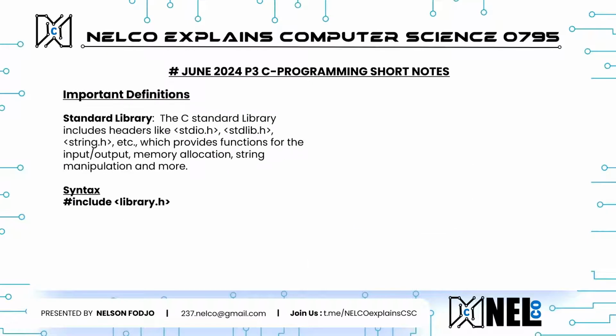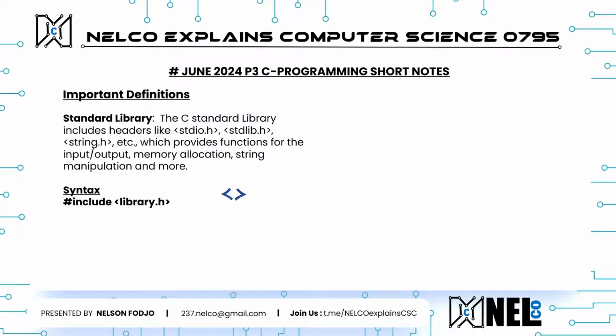We are going to move on with other definitions like standard library. The C standard library includes headers like stdio.h, stdlib.h, string.h, etc., which provide functions for input and output, memory allocation, string manipulation, and more. The syntax to call a library is #include <library.h>. Think of a library like a storage location in your computer that stores functions or classes or procedures, whatever. For example, the stdio.h library stores functions like printf and scanf.